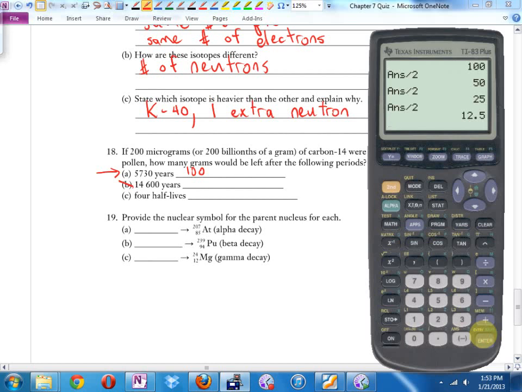If you want a shortcut, you could go 200 divided by 2 to the 4th power using your exponent. Divide by 2 4 times. There is a shortcut for repeated division and multiplication. Little exponents there. Anyways, 12.5.